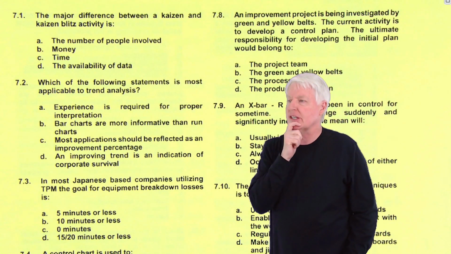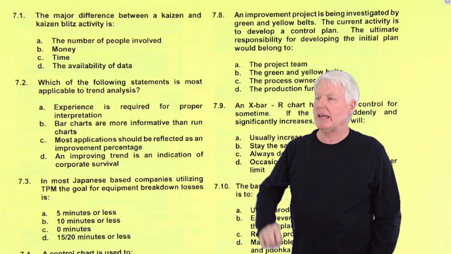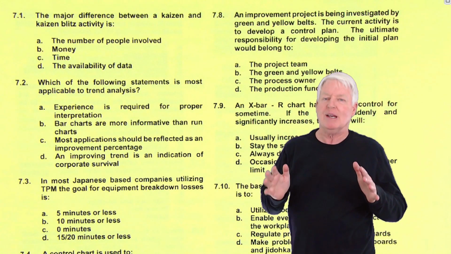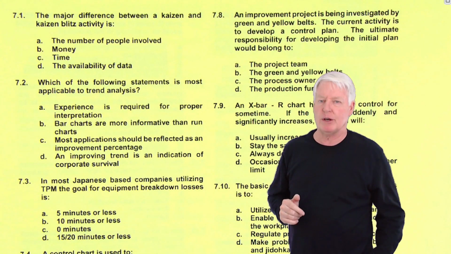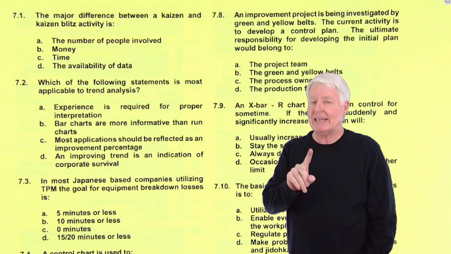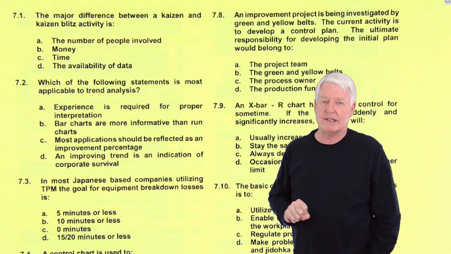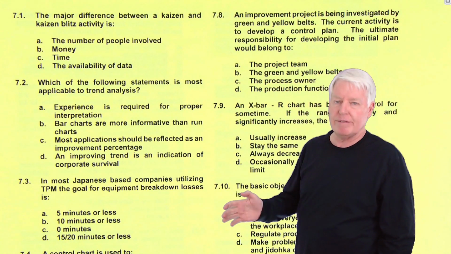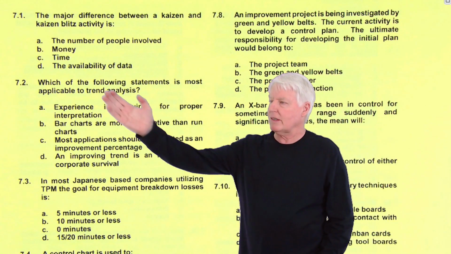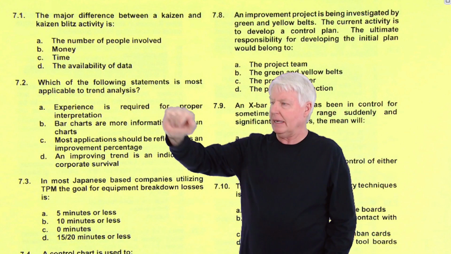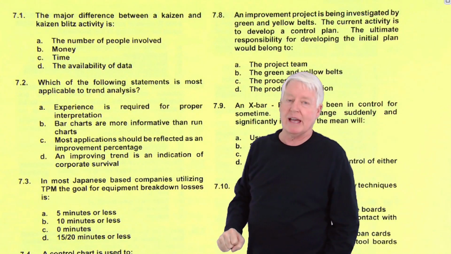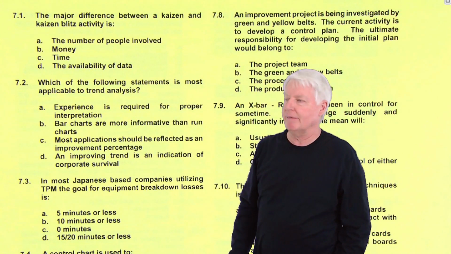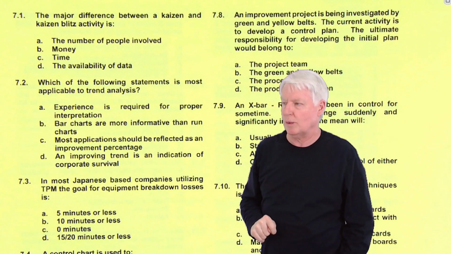7.1, the major differences between Kaizen and Kaizen Blitz activity is what? Well, Kaizen Blitz is supposed to be finished, generally speaking, between 3 and 5 days. Every organization may have their own time frame, but it's a shorter time frame and a defined time frame, where Kaizen probably has no time frame set on it. You could say time spec limits, if you will. 3 to 5 days is normal again. So what is it? The number of people involved, not necessarily money, no, time, there it is. We knew that was the correct answer for 7.1. C is the correct answer for question 1.